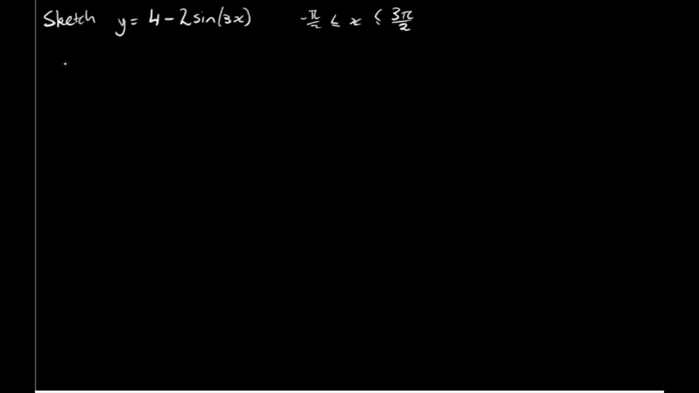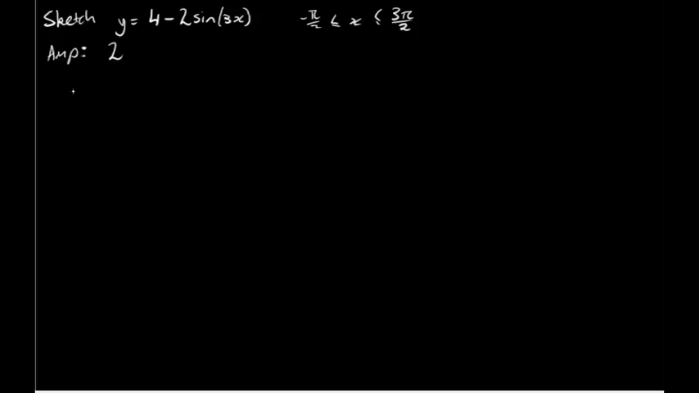The first one to look for is our amplitude. Amplitude is just the multiplier for our trig function. In this case, it's 2. We don't really need to worry about the negative sign because our amplitude just determines how far up and down we oscillate.